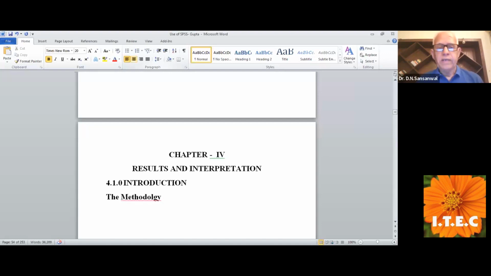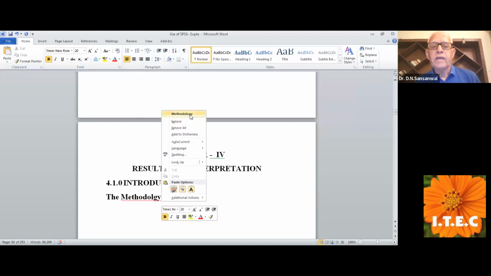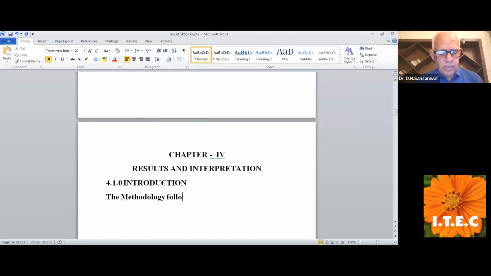The methodology followed in conducting this study has been given in detail in the previous chapter.